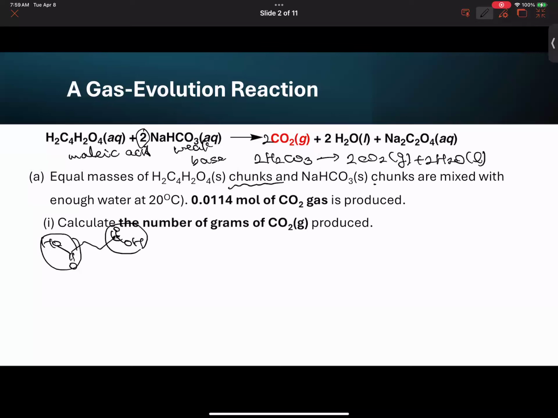Equal masses of this maleic acid chunk, and chunk is an important word here, and sodium bicarbonate chunk are mixed with enough water at 20 degrees C. As a result, it was observed that the reaction generates 0.0114 moles of carbon dioxide gas. Calculate the number of grams of CO2 produced. So this one is a very simple question.